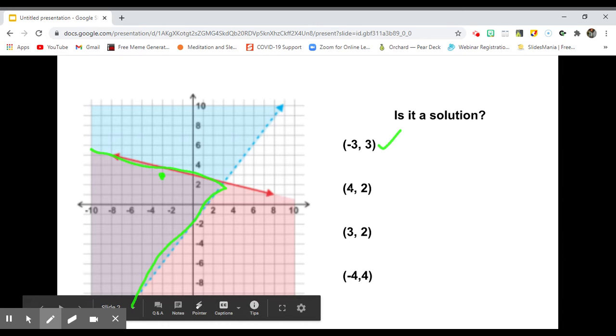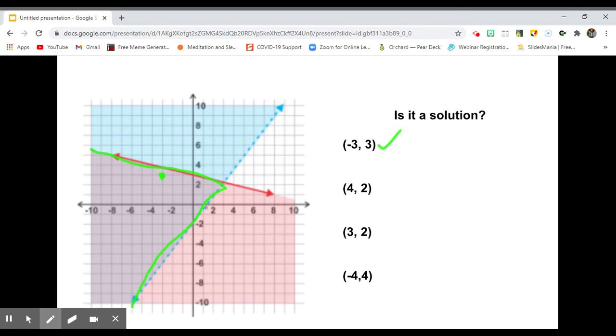So we have -3, 3, yes, that was a solution because it shows up in both areas that are shaded. The next one, we have 4, 2. So going over 1, 2, 3, 4, 1, 2. It is on the red line. Now it is a solution to the red inequality, but it is not a solution to the system.